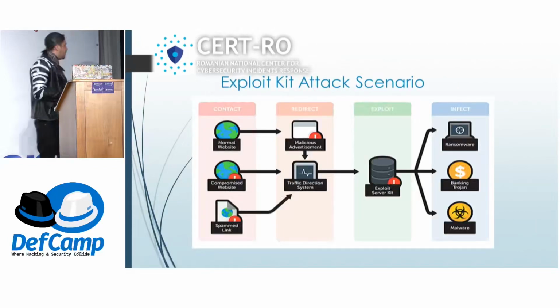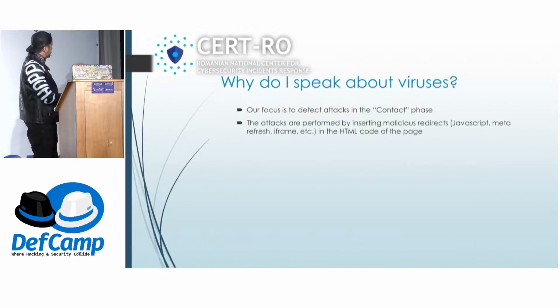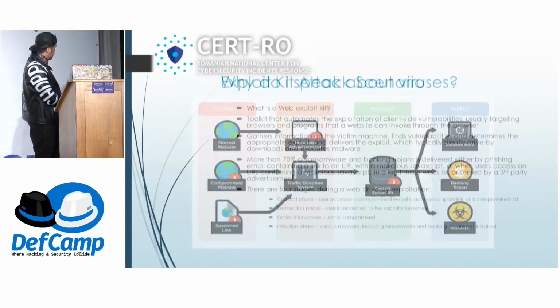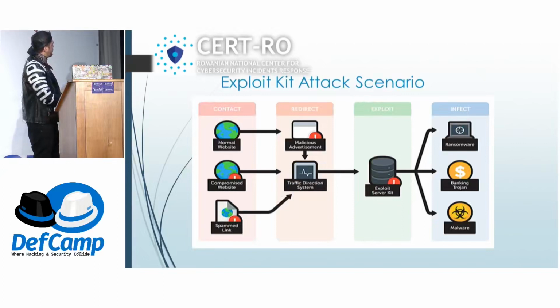This is how it looked. Here is the contact phase. You see a normal website with a malicious advertisement, or a compromised website, or a spam link. All redirect the user to a traffic direction system, which then sends him to an exploit kit server, which then installs ransomware, a banking trojan, or other kind of malware.